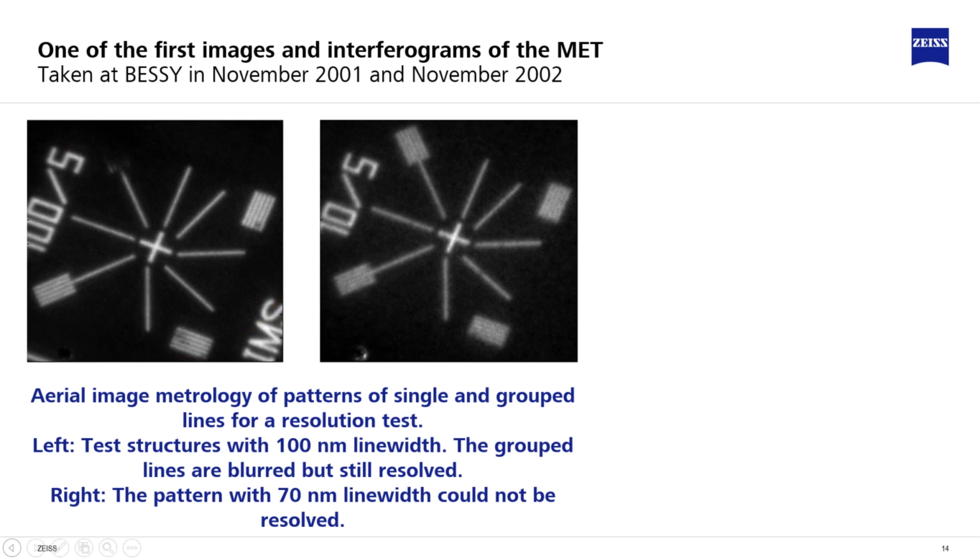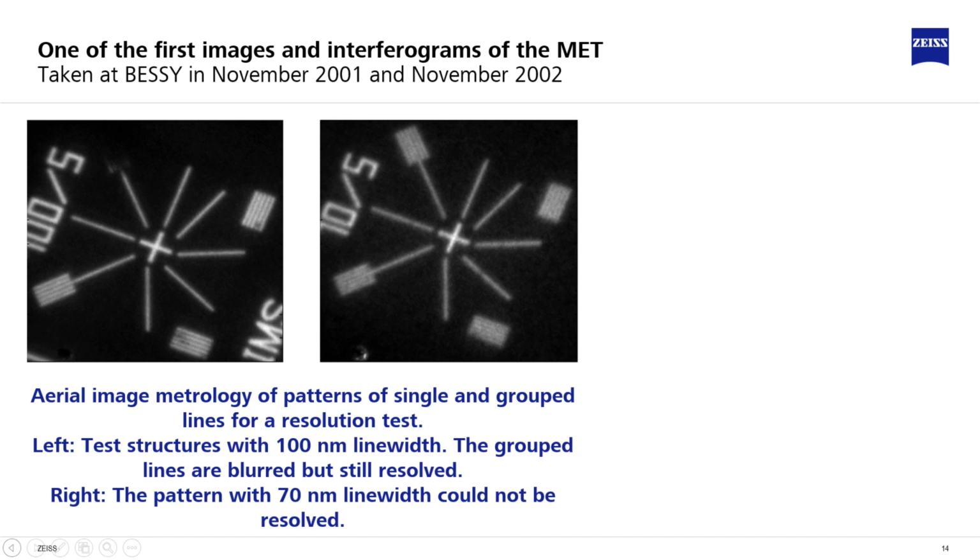On the left picture, test structures with 100 nanometer line width can be seen, and the grouped lines are blurred but still resolved. On the next picture, you can see that the pattern with 70 nanometer line width could not be resolved. In addition to the aerial image measurement, an interferometer-based metrology machine was installed at BESSY in 2001.